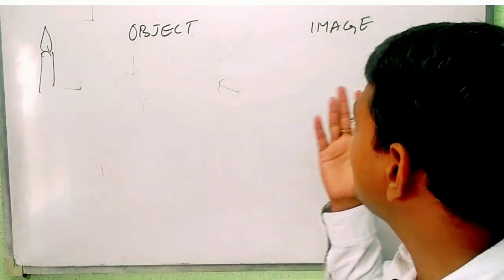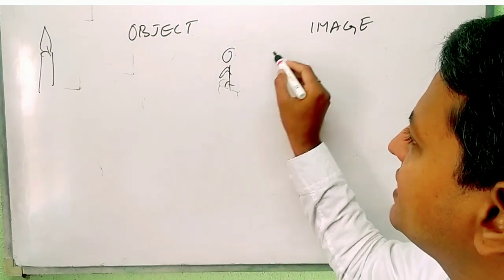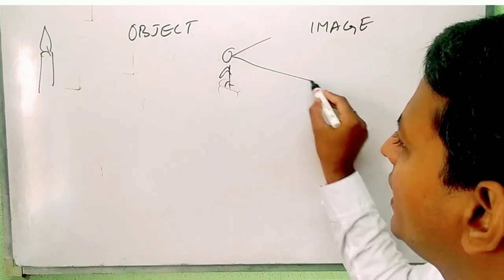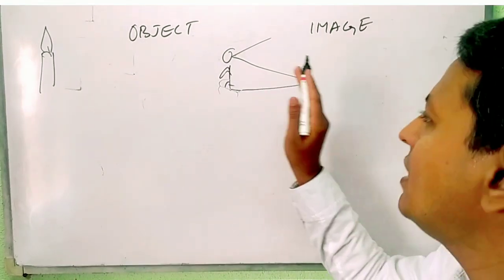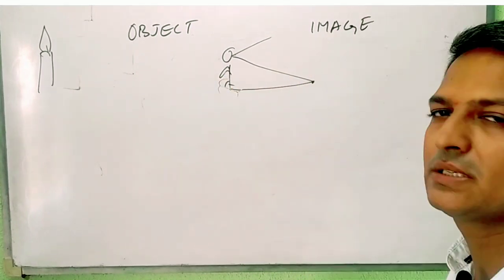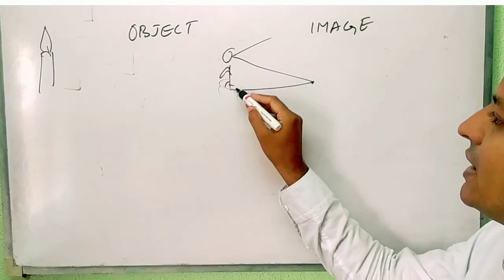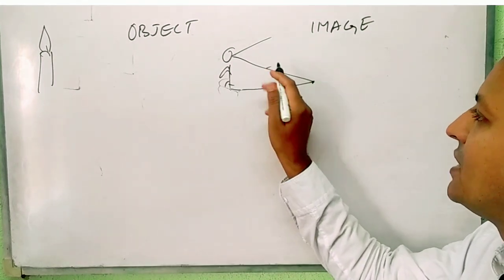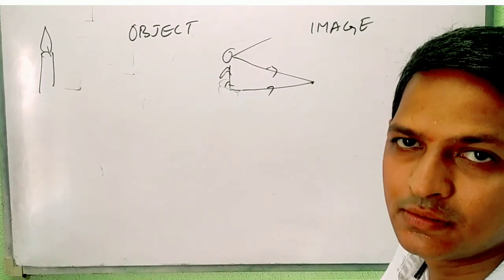And what is an image? When an object reflects light, light is coming and falling on it, and after reflecting, at one point we get the image of this object. So when the reflected rays from an object come and meet at a point, what is formed is called an image.